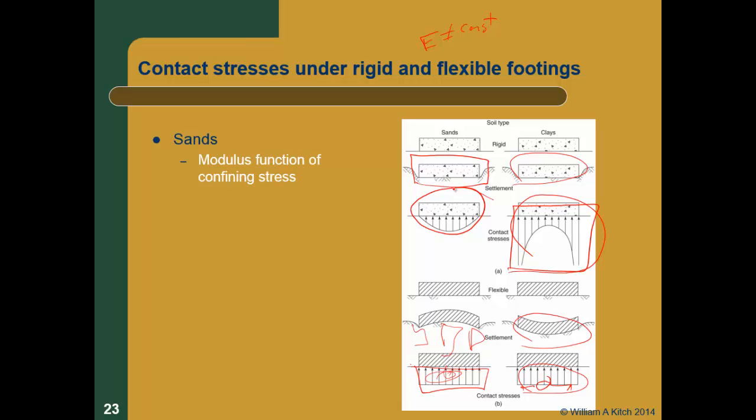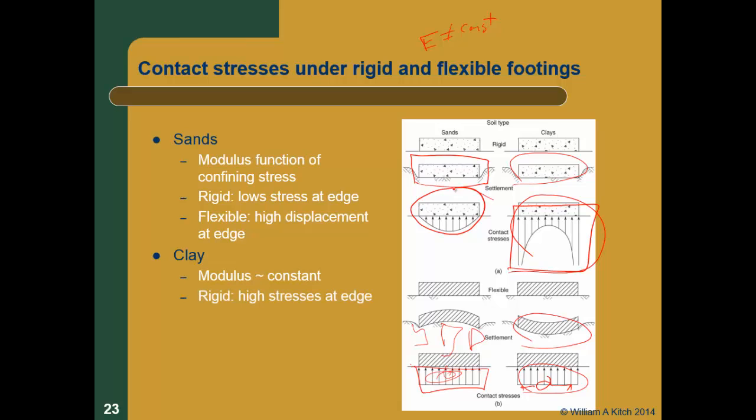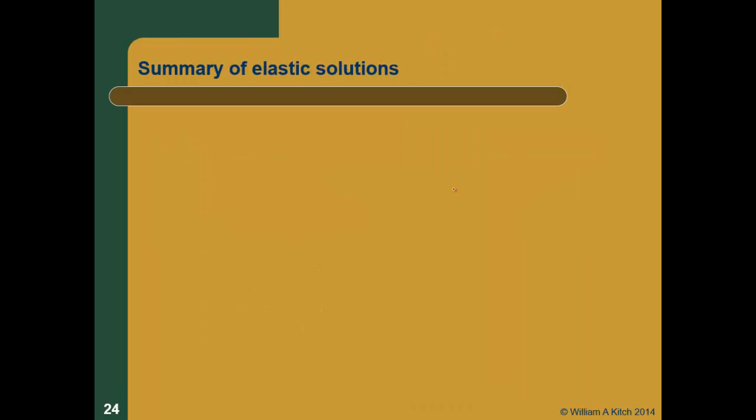And that's what this says. For sands, the modulus is a function of the confining stress. So if we have a rigid footing, we have low stresses at the edge. And if we have a flexible one, we have high displacements at the edge. Whereas for the clay, our modulus is pretty close to constant. So for the rigid footing on clay, we have high stresses at the edge. And for the flexible one, we have low displacements at the edges. There's a little more than just elastic theory going on there, but from elastic theory, you can at least conceptually describe these behaviors. All right, I think that's it.